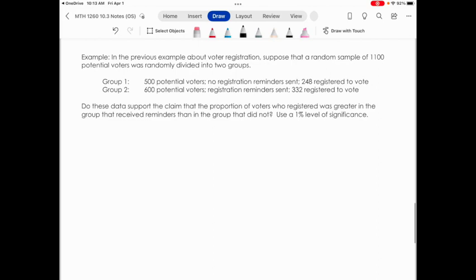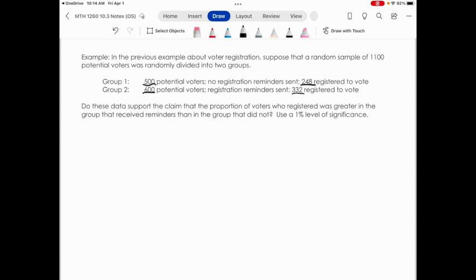Okay, let's look at our second example, which is basically just an extension of the first example. In this example, we're going to look at the voter registration again, and this time we're going to use a sample size of 1,100, and this is the way it's broken up. Group 1 was 500 potential voters, and there were no registration reminders sent, and 248 was the number of successes, the number of people who registered to vote. And then in group 2, we had 600 in that sample, and 332 registered to vote.